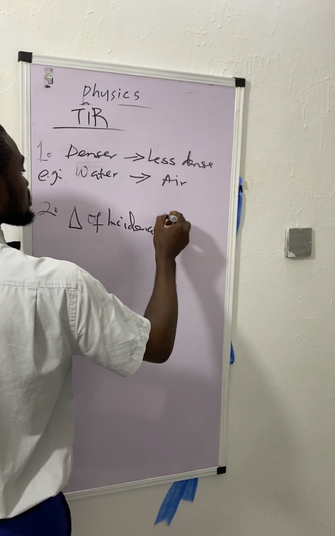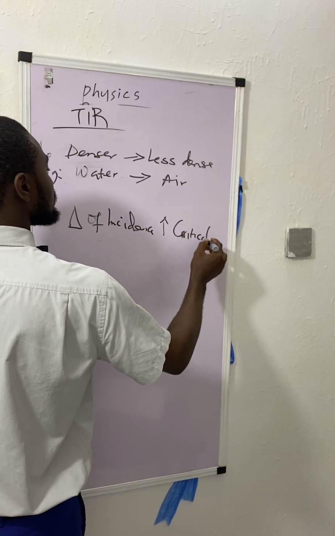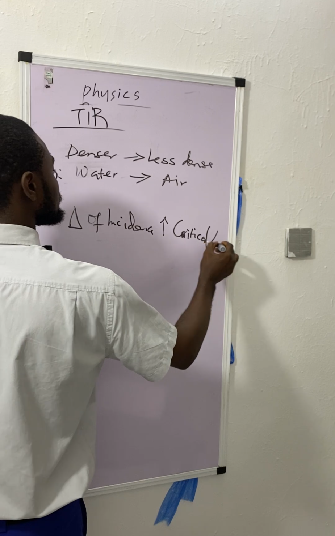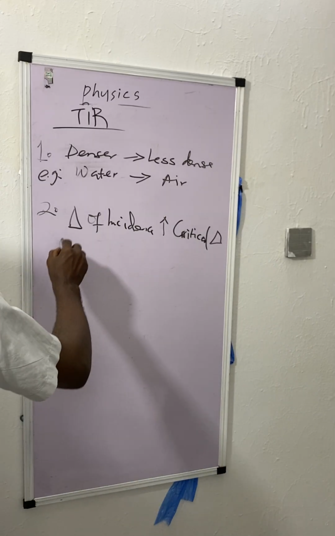must be greater than what? Critical angle. Angle of incidence must be what? Greater than critical angle. So what are the applications of total internal reflection? It is applied in mirage, prism, and optical instruments. Okay, applications.